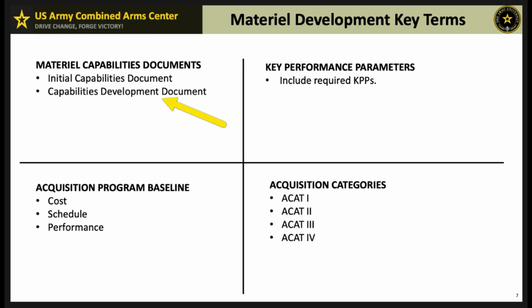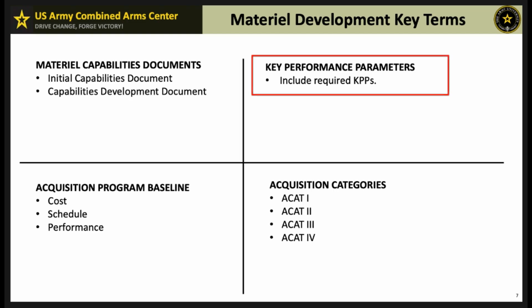CDD, the Capabilities Development Document. This is a detailed document that outlines the operational performance attributes of a system to meet the capability needs identified in the ICD. Key Performance Parameters. These are the critical attributes of a system that must be met for it to be considered operationally effective and suitable. These parameters are essential for the success of the program.